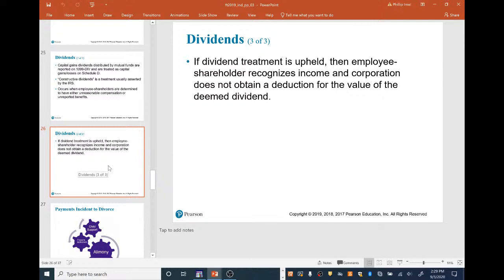Okay, so if dividend treatment is upheld, then the employee shareholder recognizes income and the corporation does not obtain a deduction for the value of the deemed dividend.